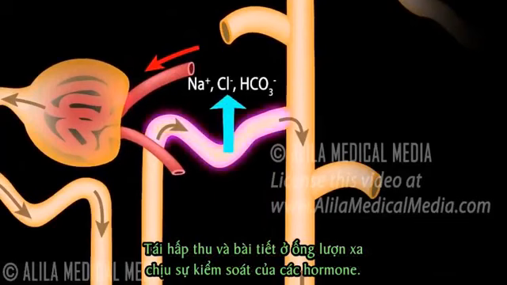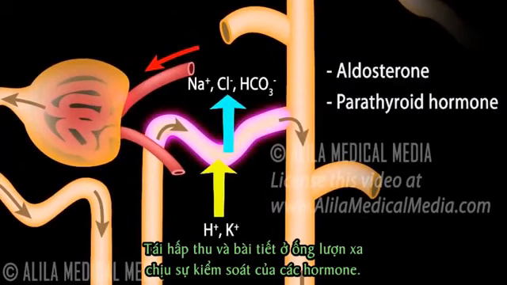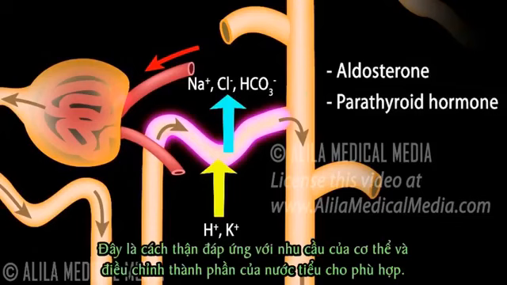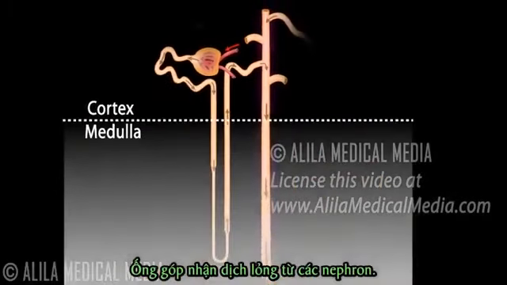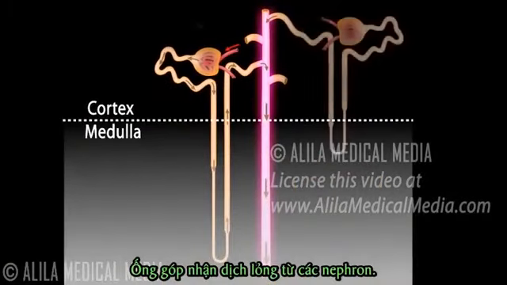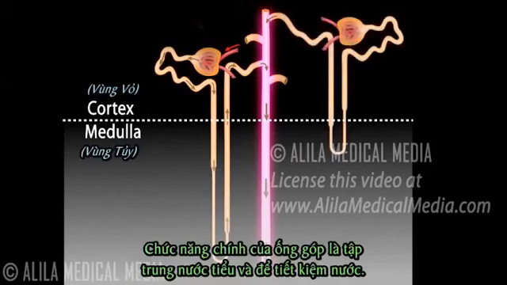Reabsorption and secretion in the distal convoluted tubule are under control of various hormones. This is how the kidneys respond to the body's needs and adjust the composition of urine accordingly. The collecting duct receives tubular fluid from several nephrons. The main function of the collecting duct is to concentrate urine, and therefore conserve water.